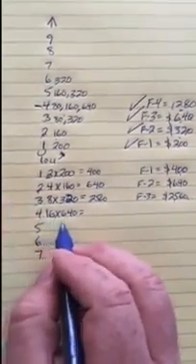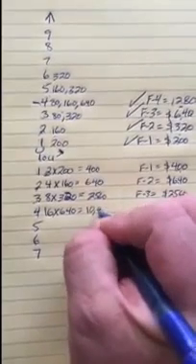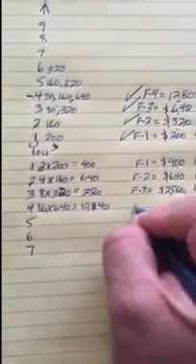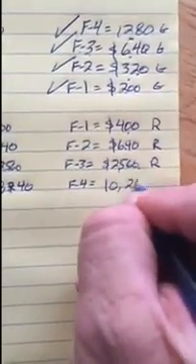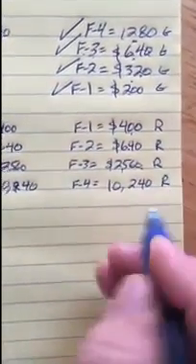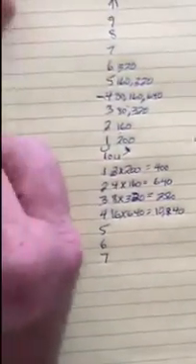So it's 16 times 640 is $10,240. So floor 4 equals $10,240 that you received on floor 4. So you take that $10,000 over here, add it to your fund, $10,240.